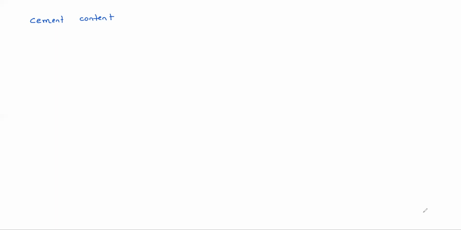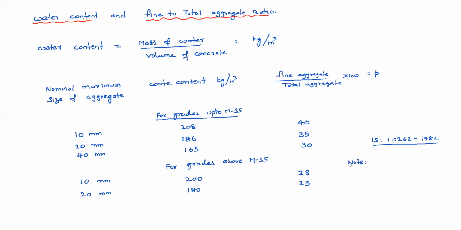And one more note here. See, this water content and fine to total aggregate ratio values are based on some assumptions. Those assumptions are basically sand grading 2. See, sand grades will be 4 types actually: grade 1, grade 2, grade 3, grade 4. So based on grade 2, these values have been fixed.